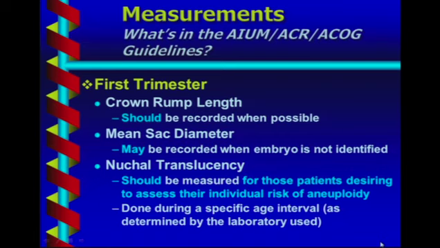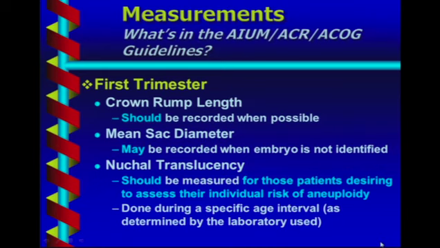So what's in the various societal guidelines? A number of societies have put out guidelines, including the American Institute of Ultrasound in Medicine, the American College of Radiology, American College of Obstetrics and Gynecology. They try and keep their guidelines in sync with one another. So what's in those guidelines with respect to measurements?